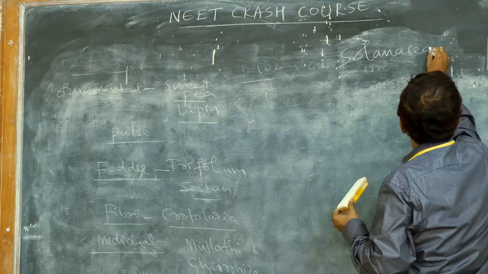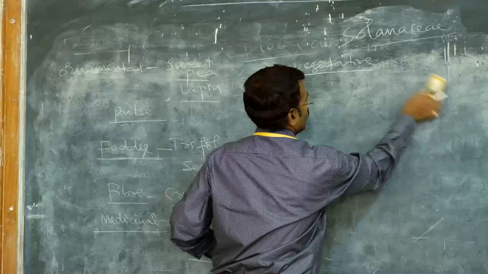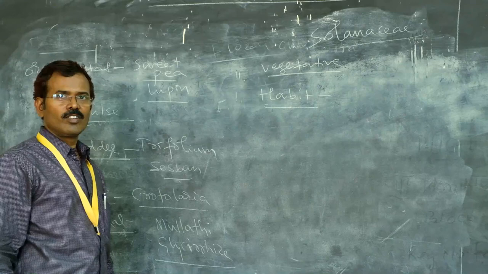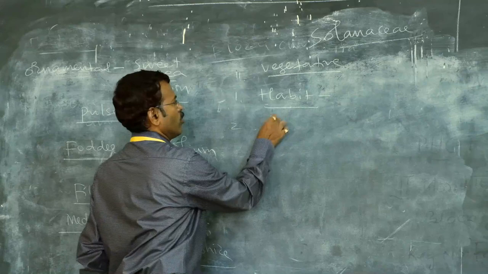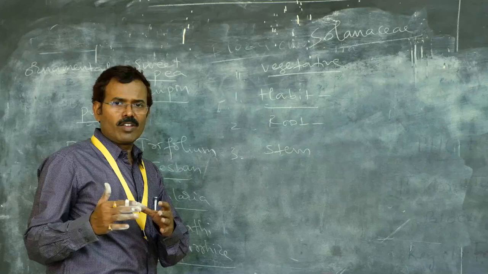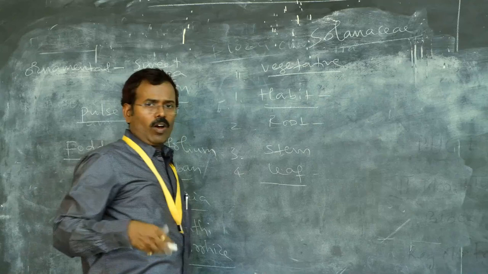So as usual you write the characters here first, vegetative characters. In vegetative characters, as usual first habit: mainly herbs. Mostly these are herbs, very few shrubs are there. In case of Solanaceae, mostly they are herbs and few are shrubs and very rarely trees are there. And as usual in case of root system, taproot system. Then in case of stem, soft herbaceous stem, and it is woody stem in case of shrubs. The stem can be cylindrical or hollow or it can be hairy, and leaves are simple, alternate, usually exstipulate, having reticulate venation.